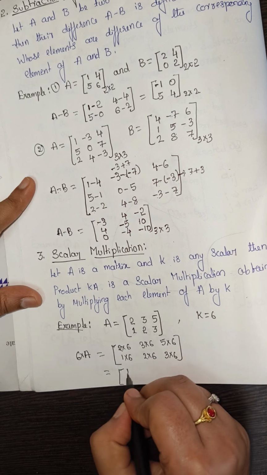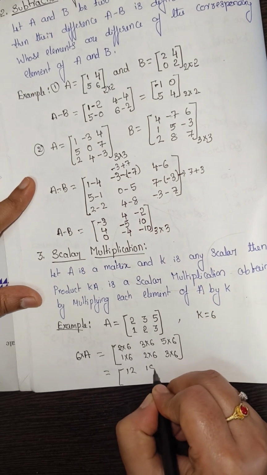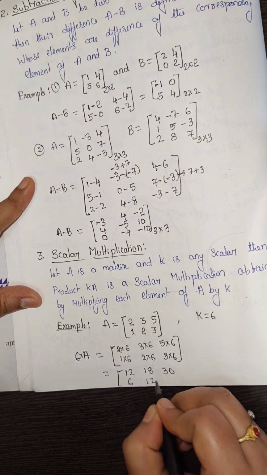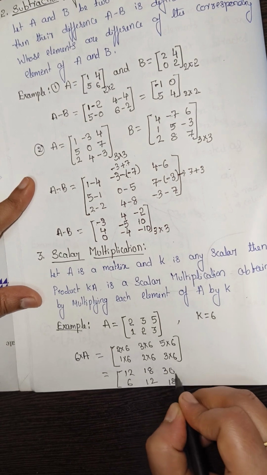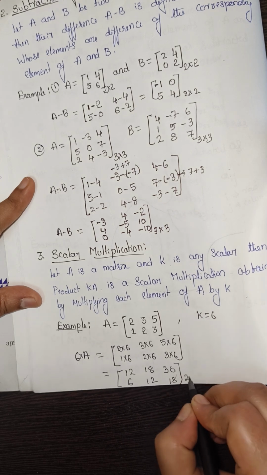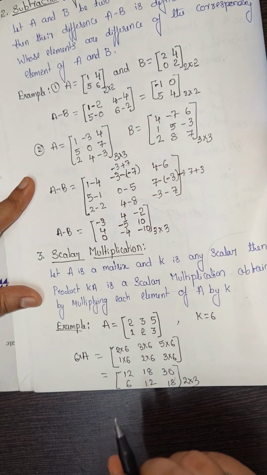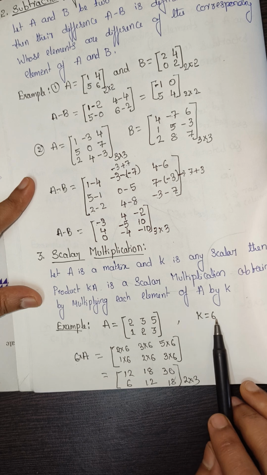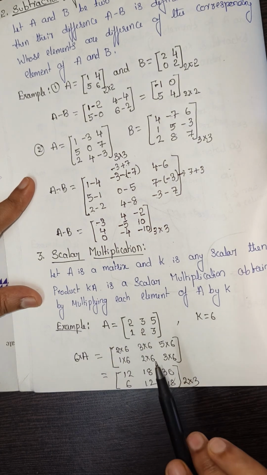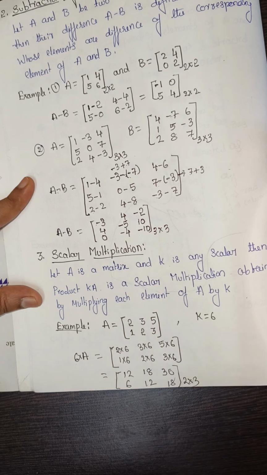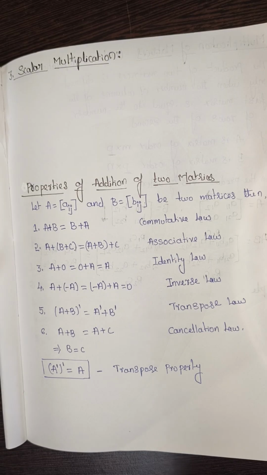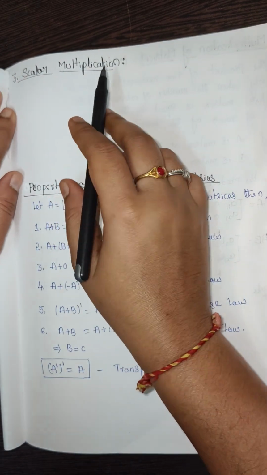2 into 6 is 12, 18, 30, 6, 12 and 18. Okay, it's a 2 by 3 matrix. So you have to multiply the constant with all the elements of A. It's called scalar multiplication. We will see another question in scalar multiplication.